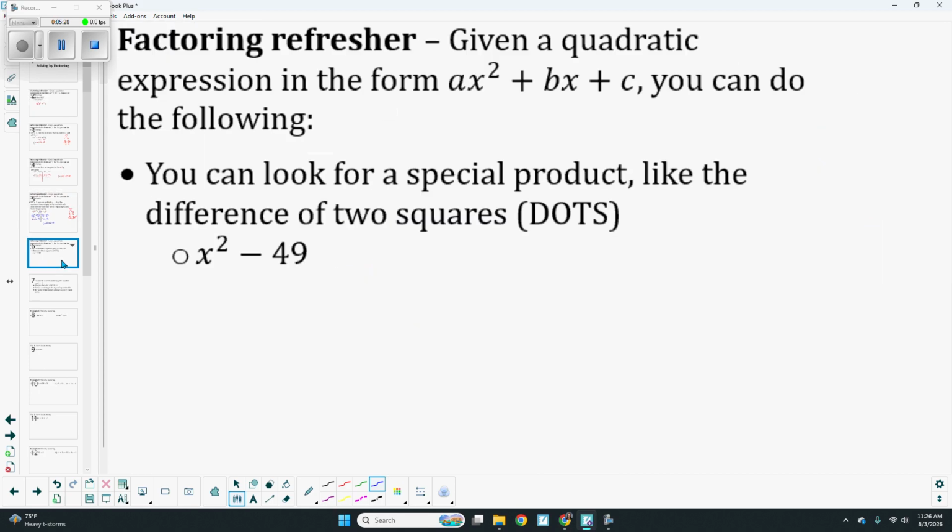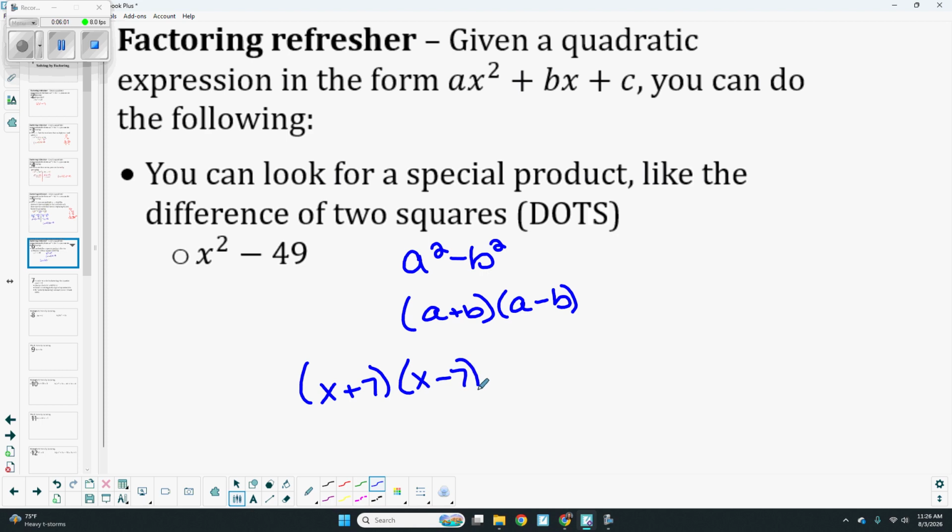We can also look for a special pattern. The difference of two squares, which we might call dots, is when you have something squared minus something squared. This squared is x, this squared was 7. So that product is always going to be, if it's a squared minus b squared, a plus b times a minus b. So if this was x and this was 7, that's going to be x plus 7, x minus 7.